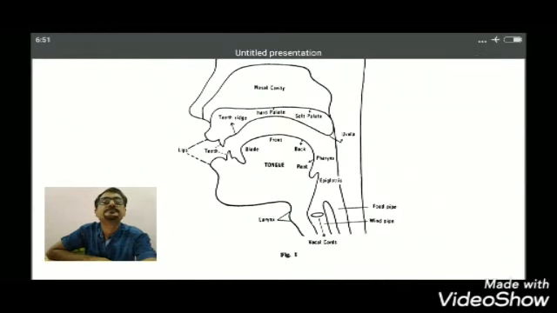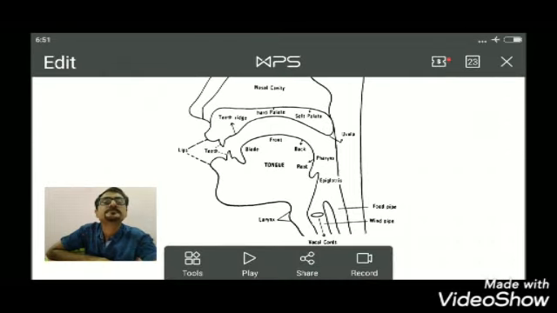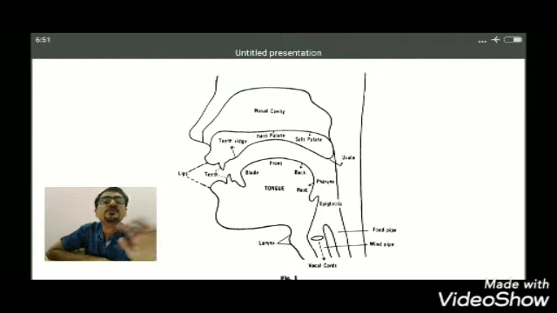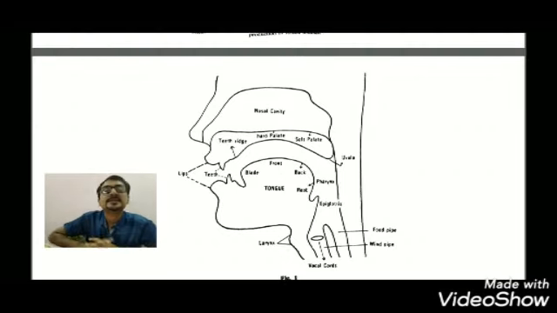Now, this is a diagram of the articulatory system, in which you can also see the larynx. You can see the windpipe, food pipe, and the vocal cords.